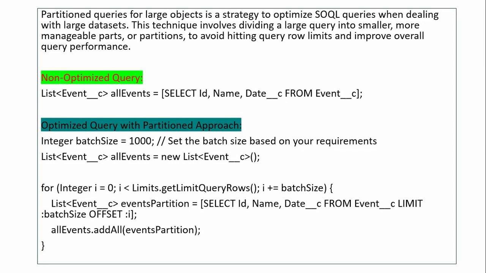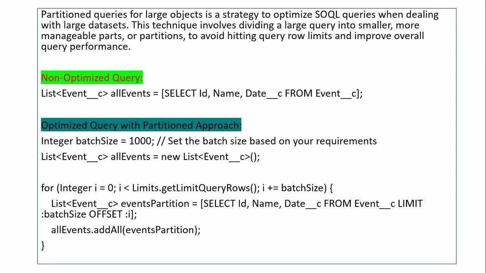The loop iterates over the partitions, querying a subset of records at a time and adding them to the allEvents list. The limit and offset clauses are used to specify the range of records to retrieve in each partition.